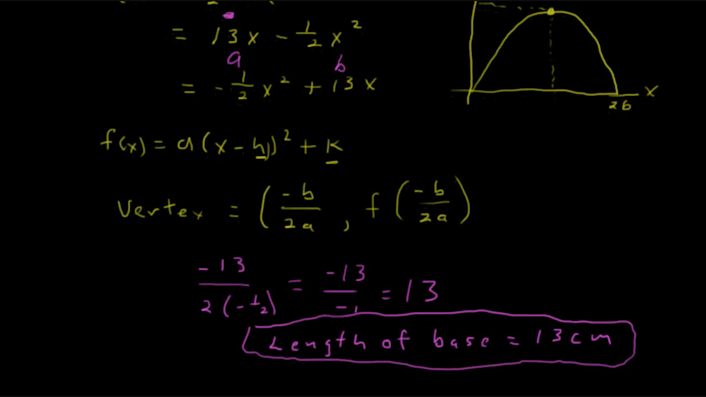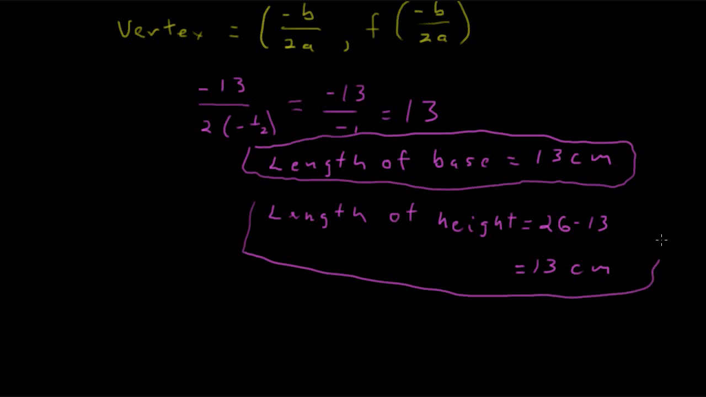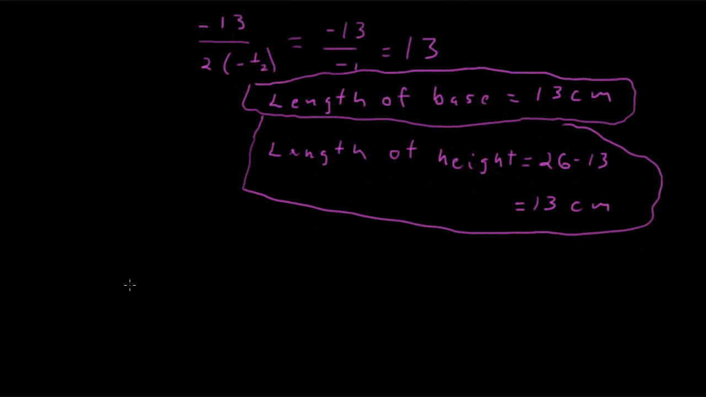And then what would the height be? Well, remember the height was nothing more than 26 minus x, so the length of the height is equal to 26 minus 13, and that is equal to 13 centimeters also. So we have the base and the height, and now what is that maximum area?